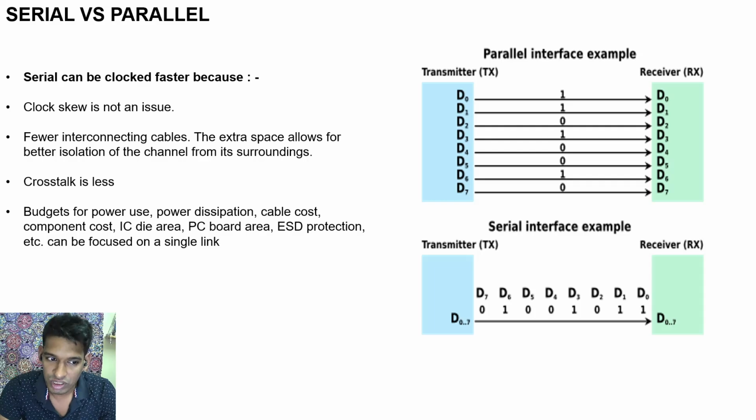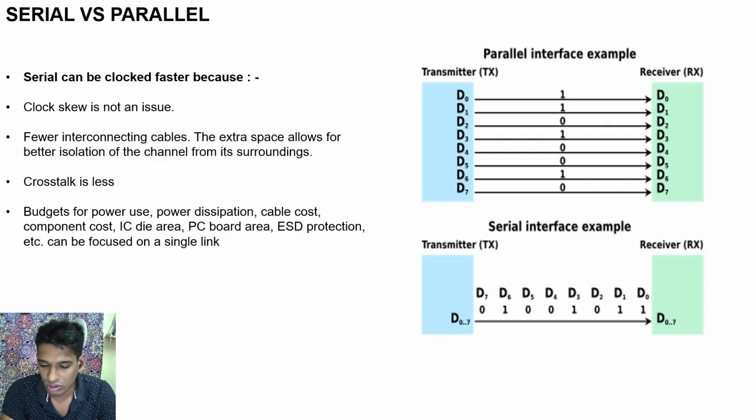But in a serial communication, all these things can be focused on in a single channel. So the design aspect is a little easier. So you can use the extra resources to design for a faster clock. So that is why a serial interface can ultimately be clocked faster than a parallel interface. So even though the serial interface is slower per clock, you can clock it faster, and you can have that trade-off with a parallel interface.